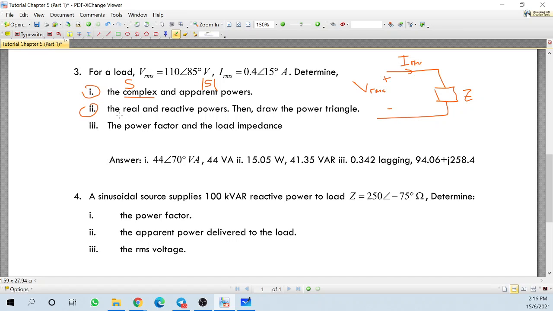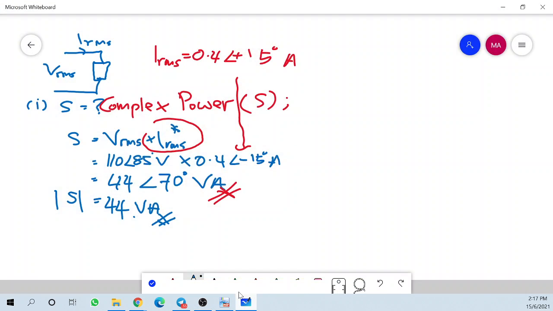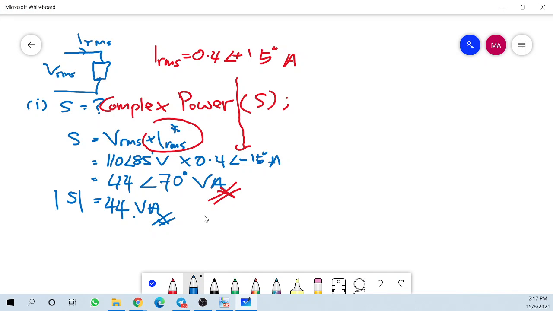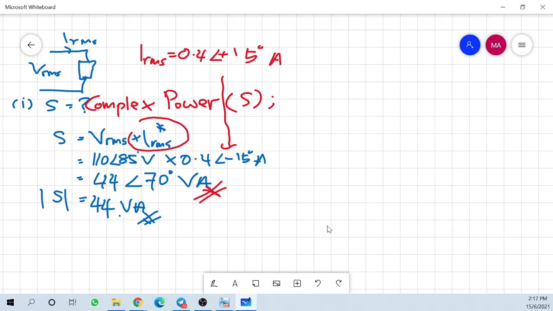Determine real power. So you have to imagine what is real power. The real power is P, and then reactive power is Q. Determine the real power and reactive power, then draw the power triangle. That's the keyword. So first of all, we need to determine P and Q, real power and reactive power.